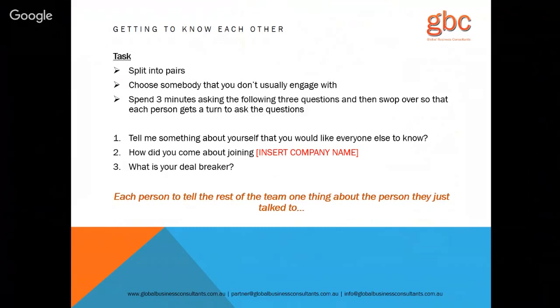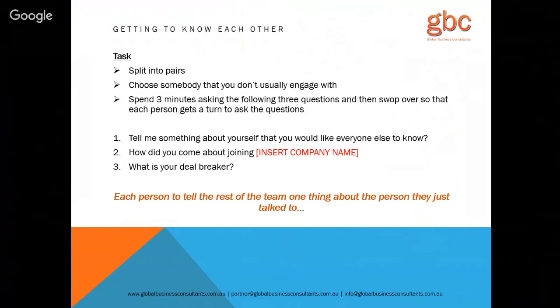In this session, you're basically asking them to spend 3 minutes asking 3 questions to the person they are talking with. The 3 questions are: tell me something about yourself that you would like everyone else to know; how did you come about joining the company; and what is your deal breaker? After 3 minutes is up, get the team to swap sides, and the person that was asking the questions now gets an opportunity to be asked the questions.